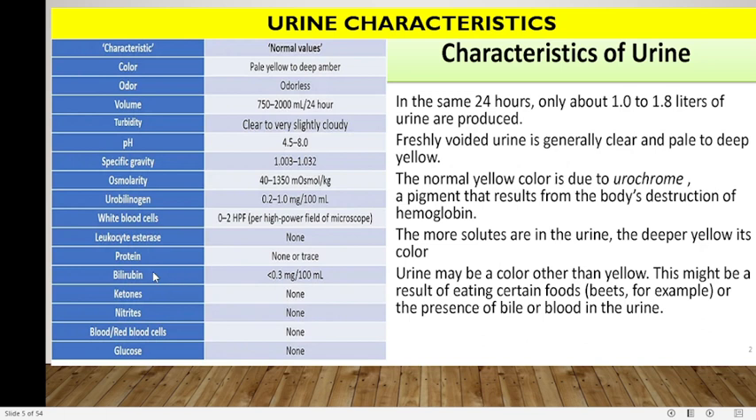Bilirubin should be less than 0.3. Ketones should be none. Remember, guys, they'll be present in DKA, diabetic ketoacidosis. Nitrates, none. Blood cells, none. Glucose, none. Remember, we'll be having glucosuria in diabetes mellitus. Okay, guys, thank you so much.